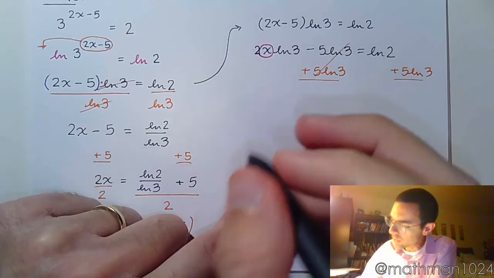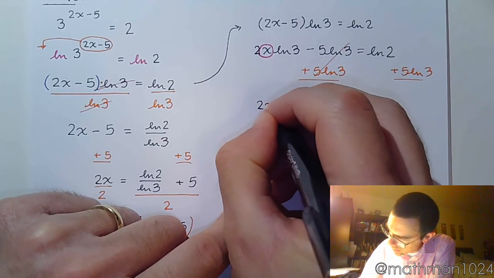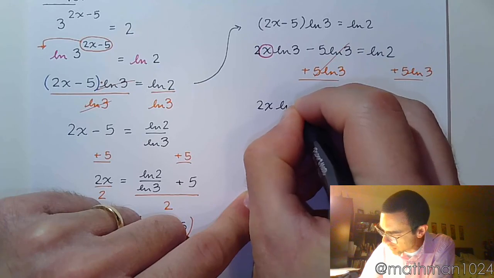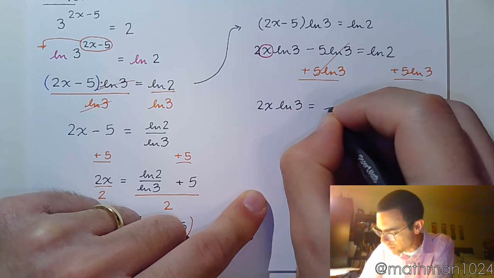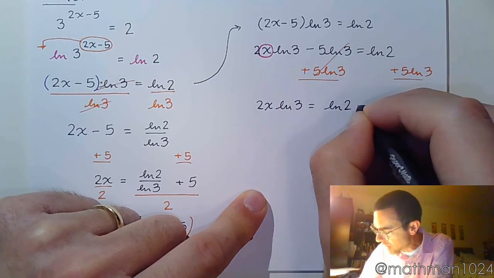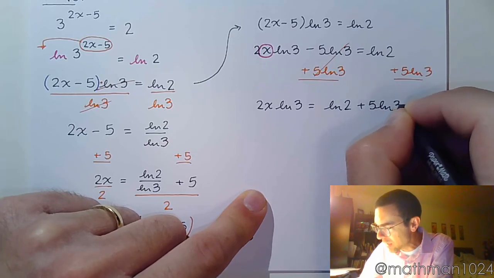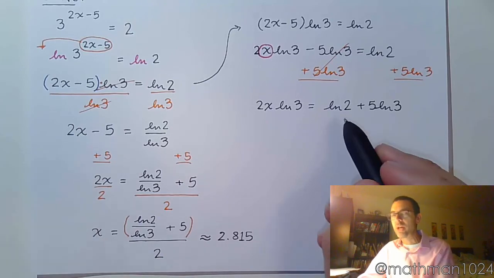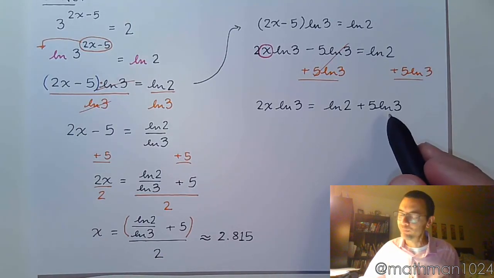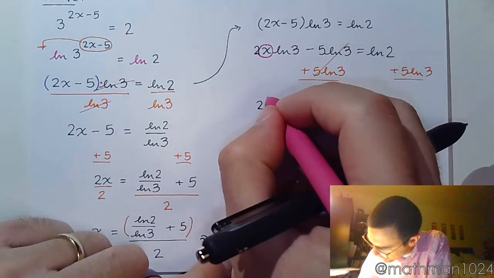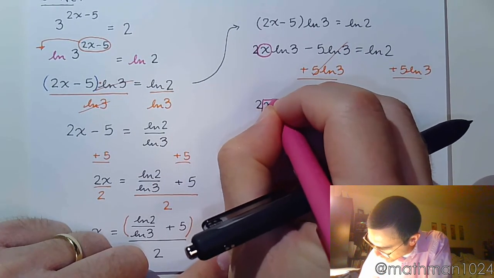So those guys reduce. 2x natural log of 3 is equal to... And I know that both of these guys are natural logs, but we cannot combine them because they are not the same kind of natural logs. One is the natural log of 2, the other is the natural log of 3. All right, well, to finish getting x by itself, here we go.